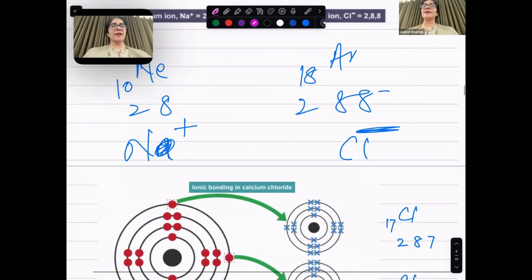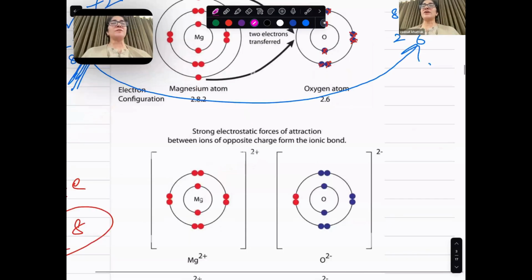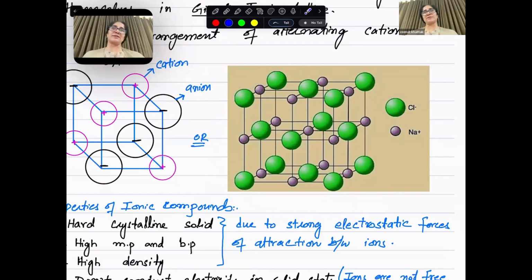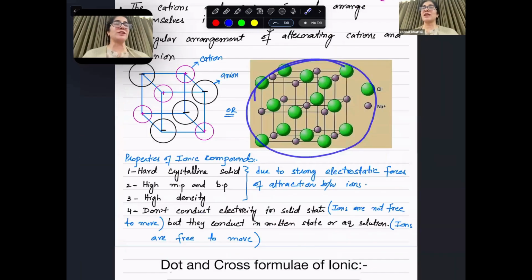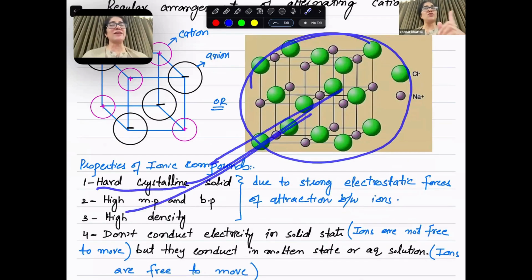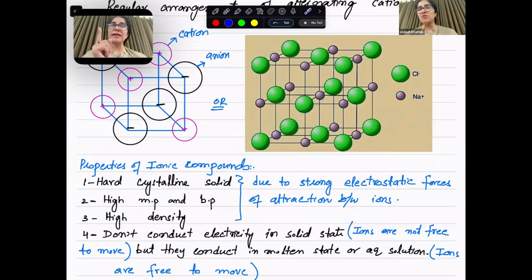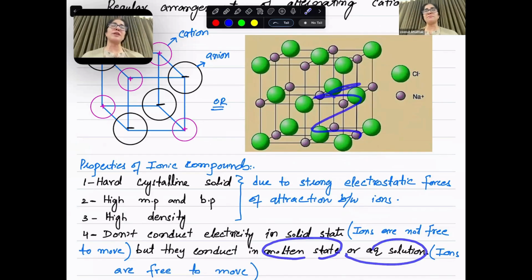These ions are formed. The ions arrange themselves in a crystalline lattice, a regular arrangement of alternating cations and anions. Cations are made by loss of electrons by the metals, and anions are made by the gain of electrons by non-metals. The metals lose, the non-metals gain, and they arrange themselves in such a crystalline lattice. Therefore, it's a hard crystalline solid with high melting point and high density. It doesn't conduct in the solid state, but does so in molten and aqueous states, when the ions are freely moving.